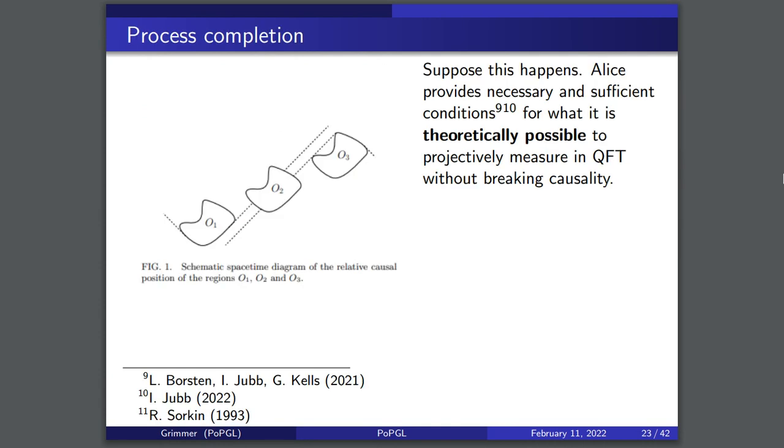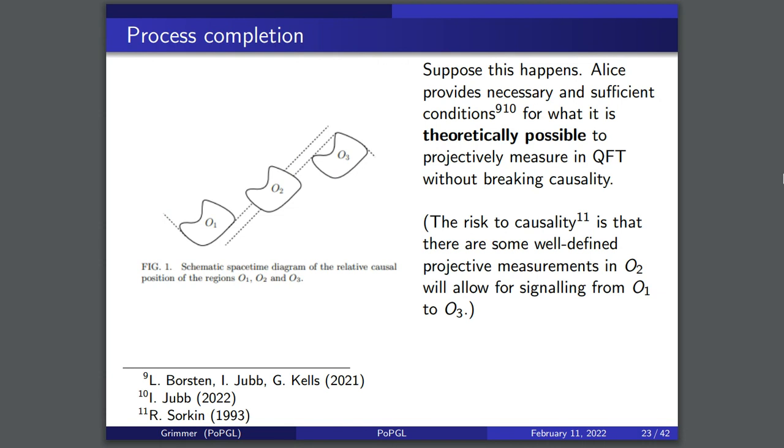Okay, let's go to the end of their conversation. Let's suppose this happens. And actually, this has happened. These references 9 and 10 are people doing just this, giving necessary and sufficient conditions. So suppose Alice provides necessary and sufficient conditions for what is theoretically possible to projectively measure in quantum field theory without breaking causality. I should mention this specific risk to causality because it's very important in the literature.